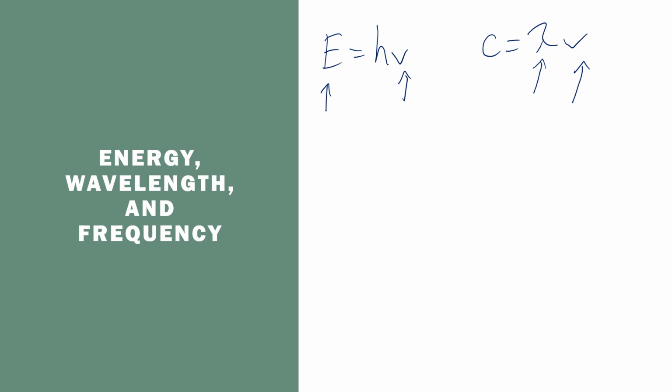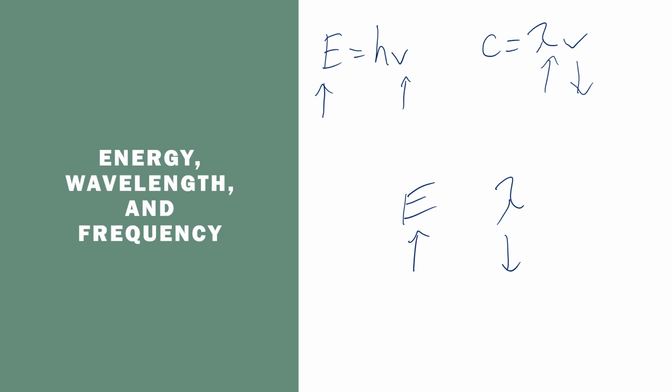Now, what this means essentially is that it tells you the relationship between those three variables. As energy increases, the frequency increases, and vice versa. But frequency and wavelength are inversely related. As wavelength increases, frequency decreases. So as a result, energy and wavelength are inversely proportional as well. As energy increases, the wavelength decreases.